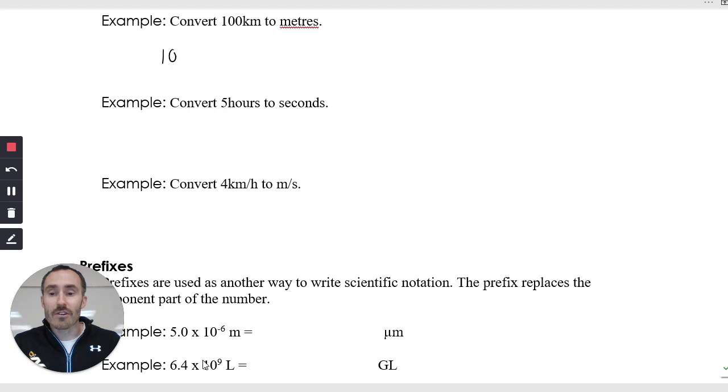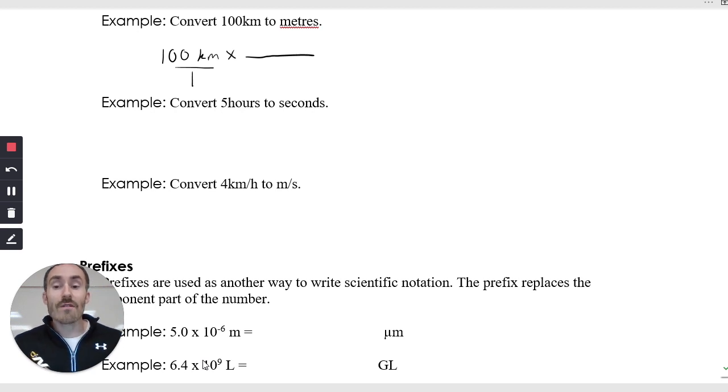So we're starting with 100 kilometers. We're going to multiply by the conversion ratio or conversion factor or whatever you want to call it. That's going to get us from kilometers to meters. Okay, so let's consider 100 kilometers to be a fraction. That's just 100 kilometers over 1, and there's no unit on the bottom. So kilometers is on the top of this fraction.